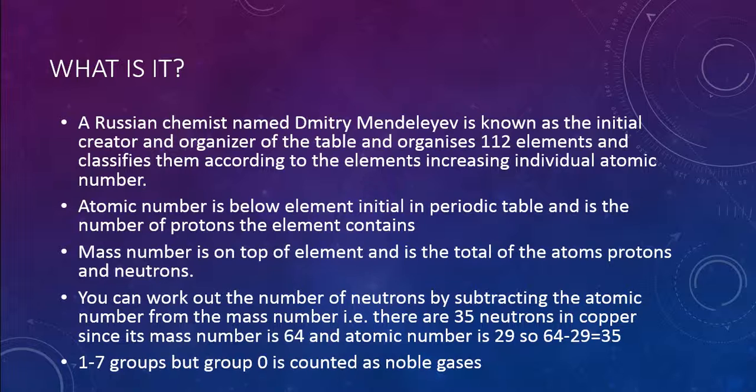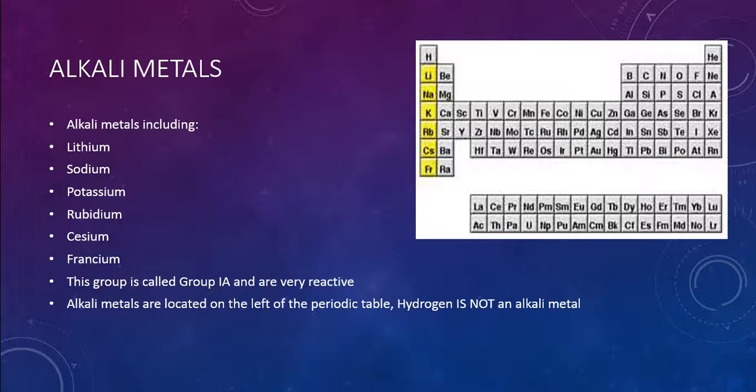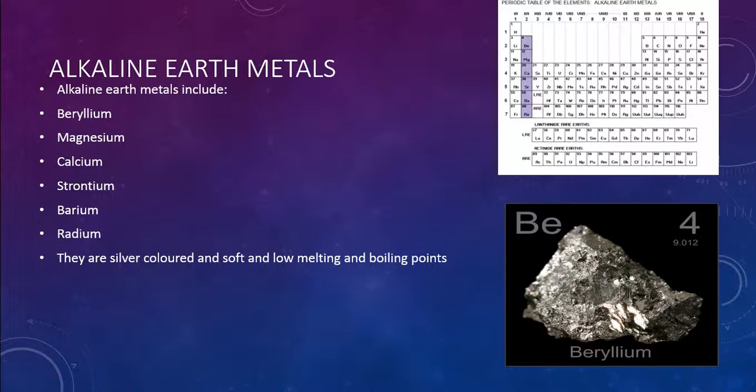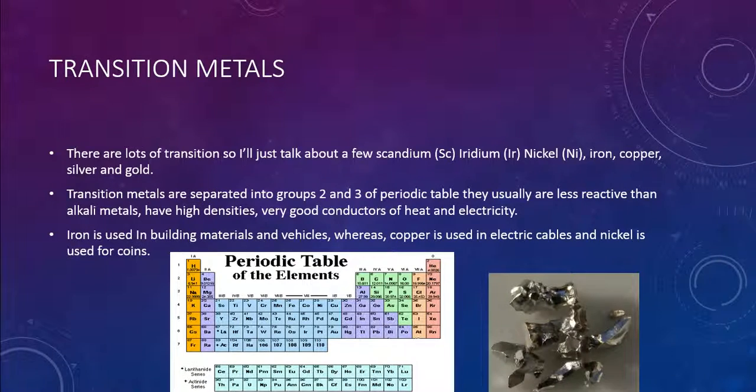And then there are groups 1 to 7, but there's group 0 on the right, which counts as the noble gases. Alkali metals are extremely reactive, including lithium, sodium and potassium. They're on the left of the periodic table. The alkaline earth metals are in the second column after the alkali metals, and include beryllium, magnesium and calcium, and they have very low melting and boiling points, and are silvery and soft.